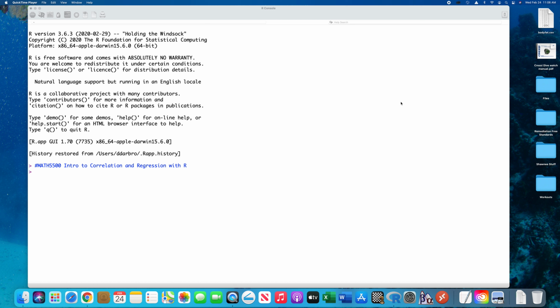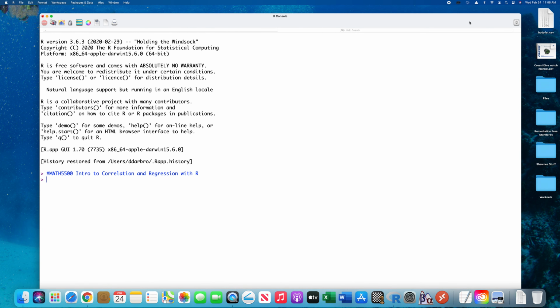Hi gang, Math 5500. The title, as you can see, Intro to Correlation and Regression with R. Just to follow up on the previous video where we looked at means and some box plots and stuff, I want to focus more on using R for correlation and regression analysis. This is going to be it for the simple linear regression case. Simple linear regression just indicates that you have one predictor. We will move into multiple regression soon enough.